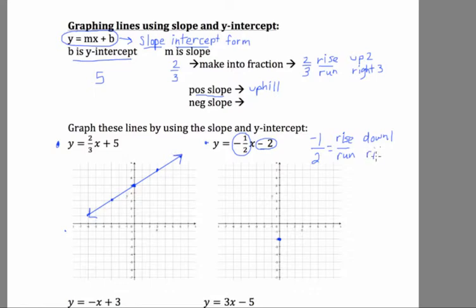right 2. How I set it up, you're always going to go right because that bottom number will always be positive. I'll talk about that a little bit more later. Okay, so start at your starting point and go down 1, right 2, make a dot. Down 1, right 2, make a dot. Continue your same pattern backwards. And then draw your line.